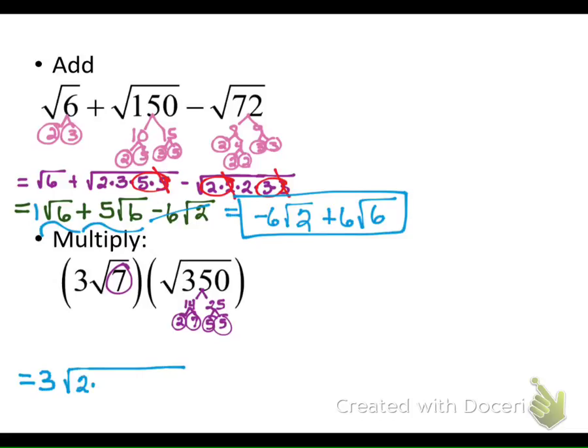2 times 5 times 5 times 7 times 7. Perfect. And then I'm going to circle my factor pairs. They're going to cancel with the square root sign and join my 3 out as the coefficient. So instead of writing the extra step, what's my new coefficient going to be? I'm going to take 3 times 5, which is 15. 15 times 7 is 105. Square root 2. And that's your final answer.